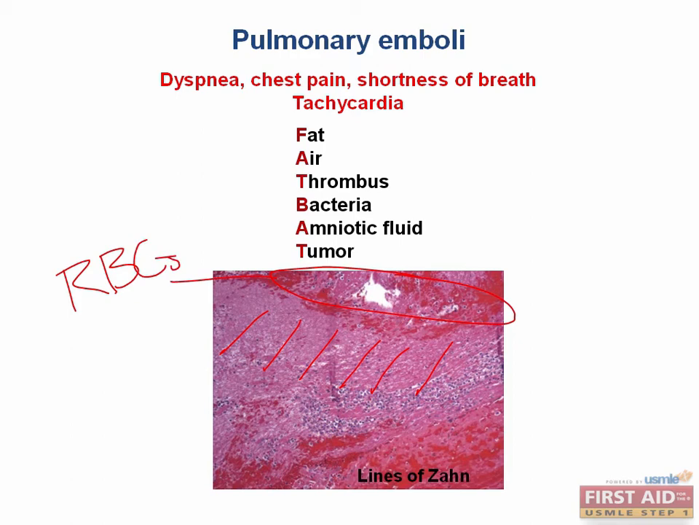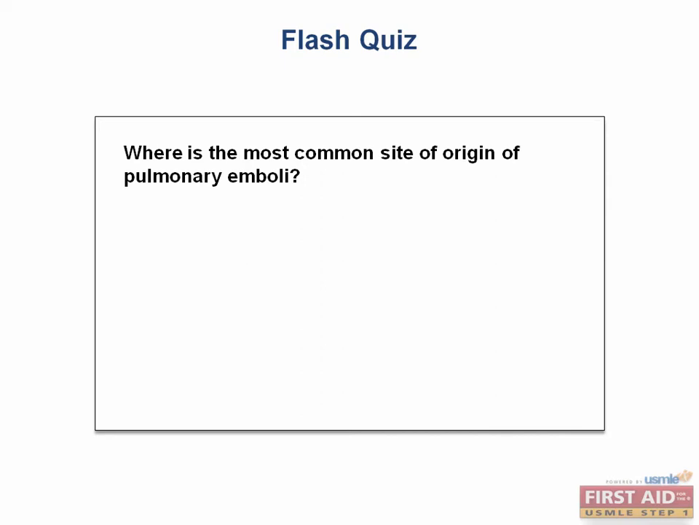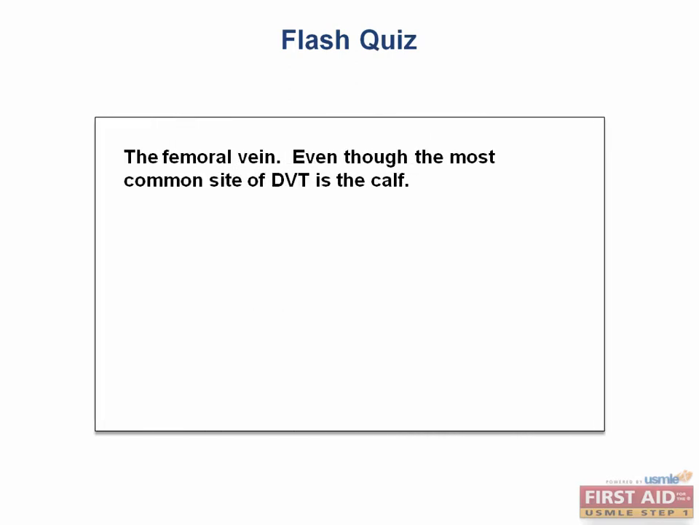The first step in diagnosing a pulmonary embolus involves having a high degree of suspicion. In the ER, you usually won't see too much with a chest X-ray or an EKG, so a CT angiogram for visualizing the pulmonary vasculature is the test of choice. Flash quiz. Where is the most common site of origin of pulmonary emboli? The femoral vein, even though the most common site of DVT is in the calf.